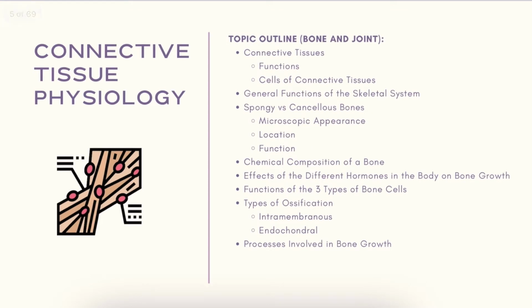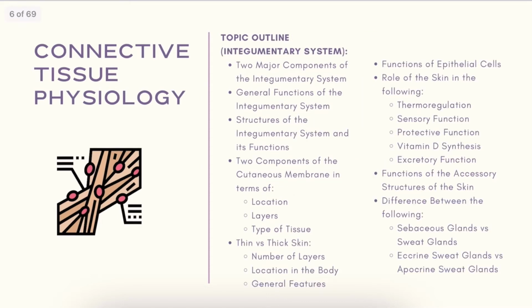These are our topic outline for the bone and joint, and then we will also have a topic outline for our integumentary system. We will be discussing a lot more on the connective tissues and bones rather than the joint. Our integumentary system is a bit more lengthy than our bone and joint or our connective tissue part, so please be wary of that. Take time to pause and digest the topic before proceeding.